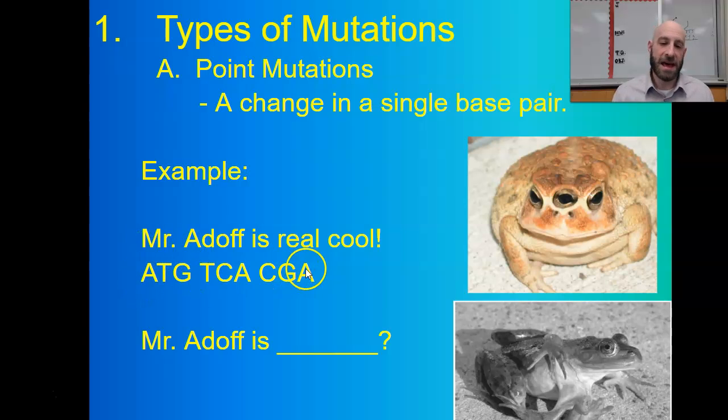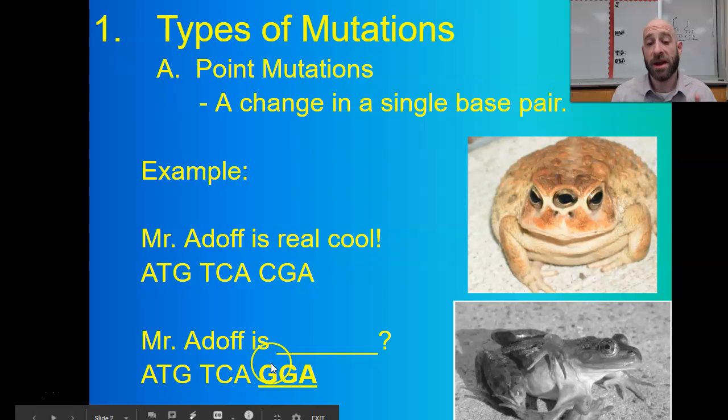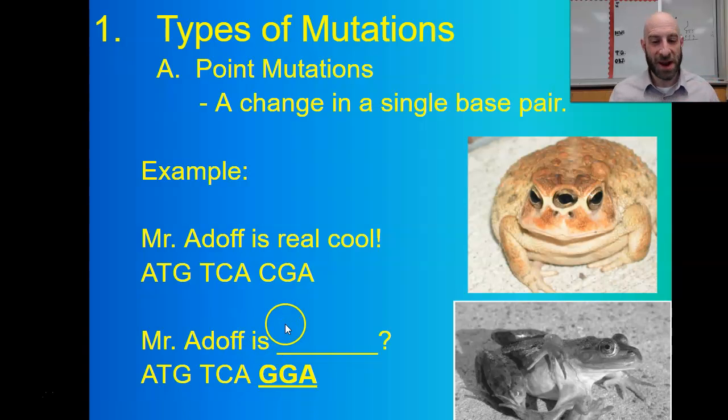Let's say "Mr. Adolf is really cool" is a sentence that is coded for by this strand of DNA. So we have ATG, TCA, CGA. And in some weird world, that codes for "Mr. Adolf is real cool," right? Let's say I change one letter. In this case, instead of it being CGA, it's GGA. That C, that cytosine, becomes a guanine. Well, is that going to impact the meaning of that phrase? Well, yes, it will. "Mr. Adolf is" well, you can fill in the blank for that one.